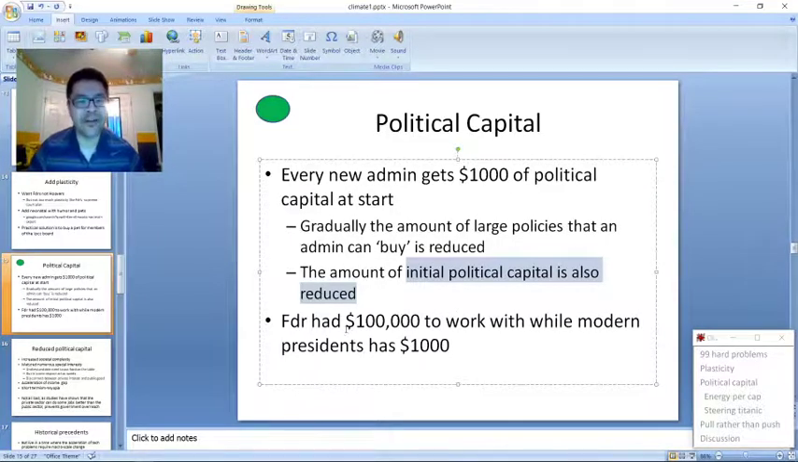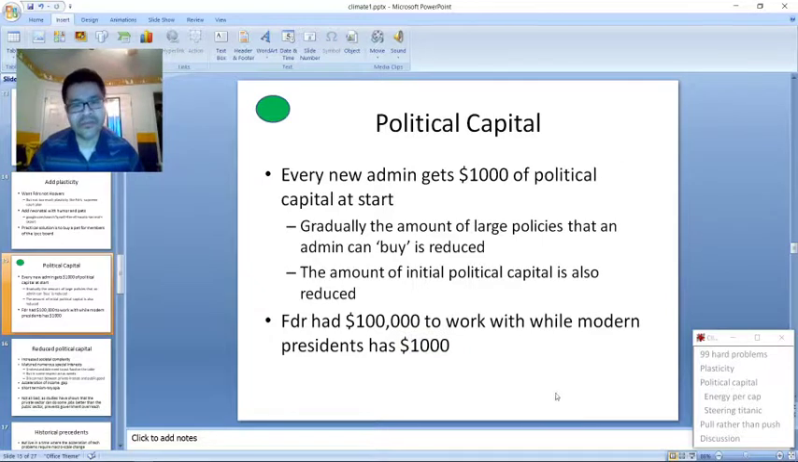So FDR had $100,000 to work with, while modern presidents had $1,000. Also, $100,000 can buy $100,000, while the modern president can only buy maybe like $500.